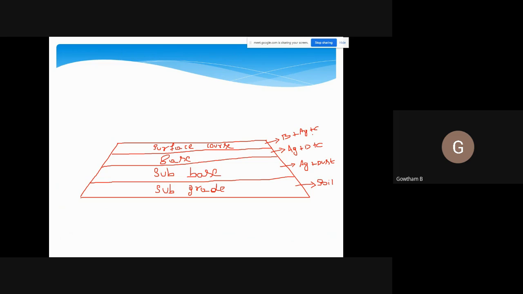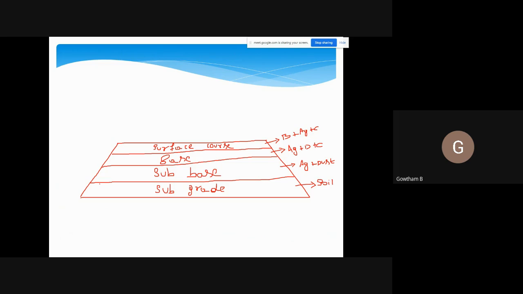I repeat, the bottommost layer of the pavement is the subgrade. Above the subgrade, we are going to put one more layer called the subbase layer. Above the subbase layer, we are going to put a layer called the base layer, and above the base layer, you are going to put the surface layer or surface course. Subgrade is completely composed of soil, and subbase is composed of aggregate plus a little percentage of dust, and if it is required you can use cement. And the base layer is composed of aggregate plus dust plus cement, and the surface course is composed of bitumen, aggregate plus a very small amount of cement.